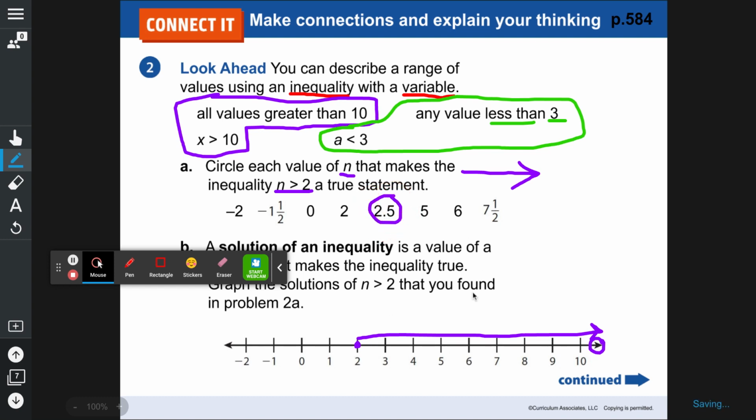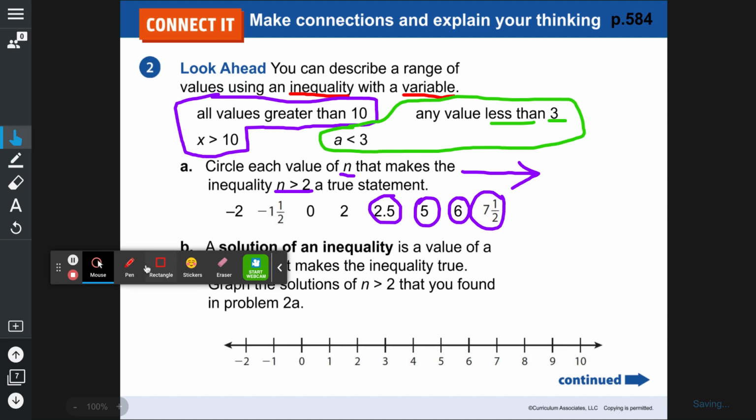Is 5 greater than 2? It is. What about 6? Would that work? It is greater. And 7.5 is halfway between 7 and 8. So that would work too. Those are all examples of numbers that are greater than 2. So I am going to actually erase this here because I don't want that to mess us up on the next problem.